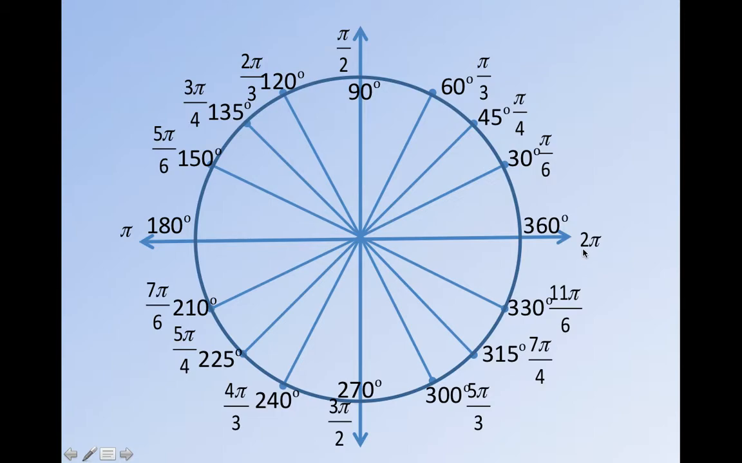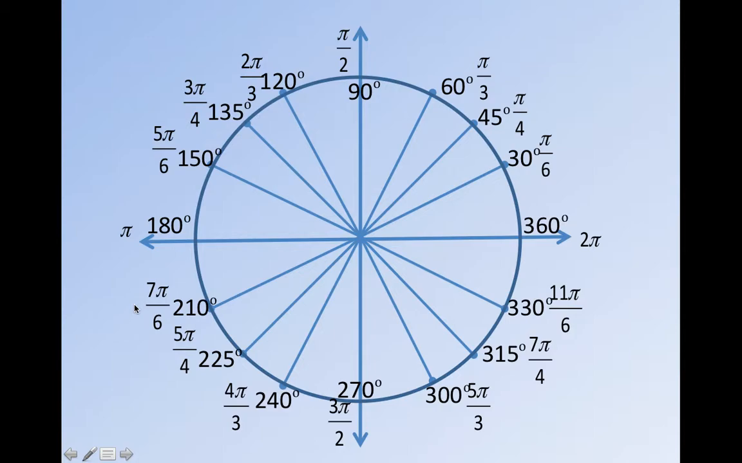Now we're going to look at the numerators for those. Notice in the first quadrant, every numerator is just pi. When you get into the second quadrant, the numerator is 1 less than the denominator. 2 is 1 less than 3. 3 is 1 less than 4. 5 is 1 less than 6.